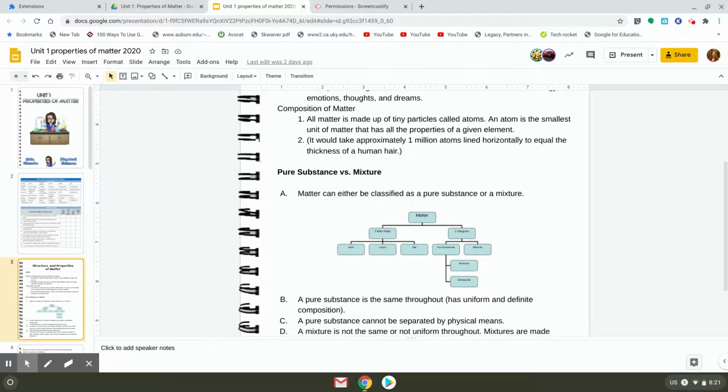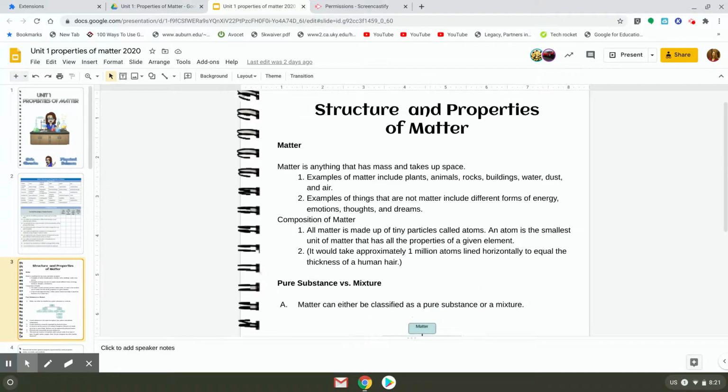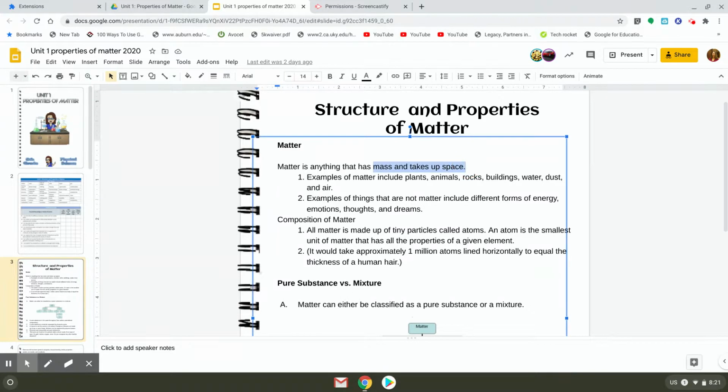So matter can either, I got to scroll up here. What is matter? If you notice that very first section, matter is anything that has mass and takes up space. You have to know that. You have to know that definition. Okay? Anything that has mass and takes up space. I would circle it, mark it, whatever you need to in your notes. Notice the examples there. 1 and 2 examples of matter. And then example of things that are not matter. I would know both of those lists very well.